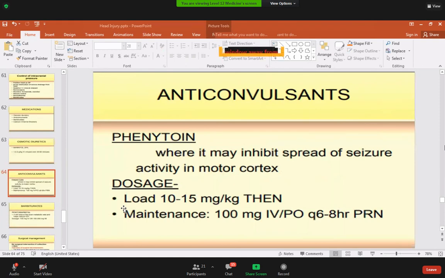Anticonvulsants are to control the seizures, which occur because of activity in the motor cortex. Phenytoin is advised, and it is given as 10 to 15 mg per kg, and then there is a maintenance dose that we give, about 100 mg orally 6 to 8 hourly.